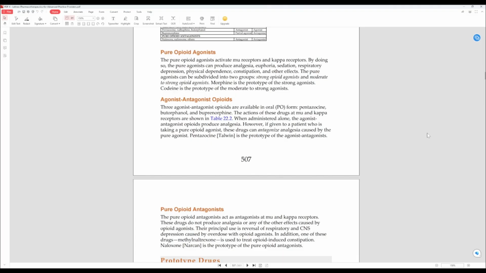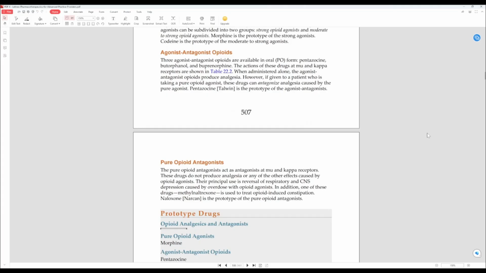So, agonist-antagonist opioids. Three agonist-antagonist opioids are available in oral form: pentazocine, butorphanol, and buprenorphine. The actions of these drugs at mu and kappa receptors are shown in Table 22.2. When administered alone, the agonist-antagonist opioids produce analgesia. However, if given to a patient who is taking a pure opioid agonist, these drugs can antagonize analgesia caused by the pure agonist. So, for instance, Talwin, or pentazocine, is the prototype of the agonist-antagonist.